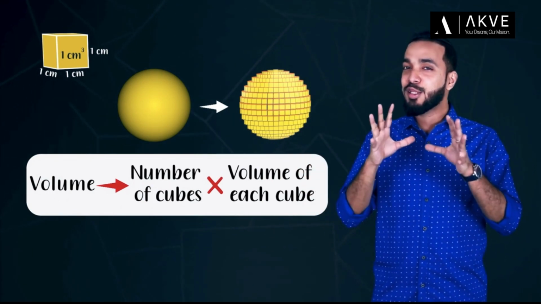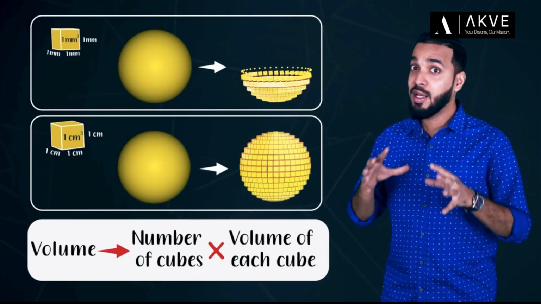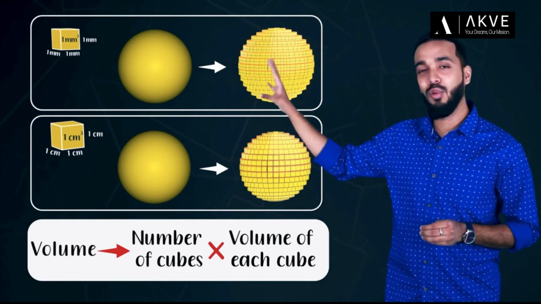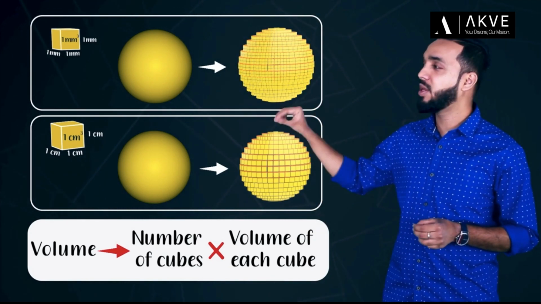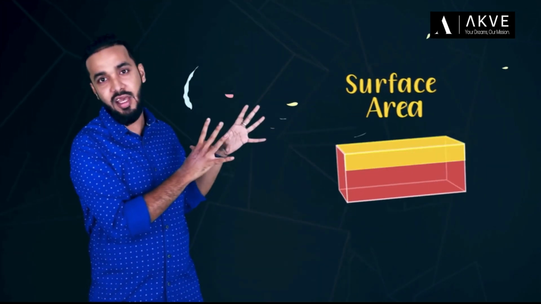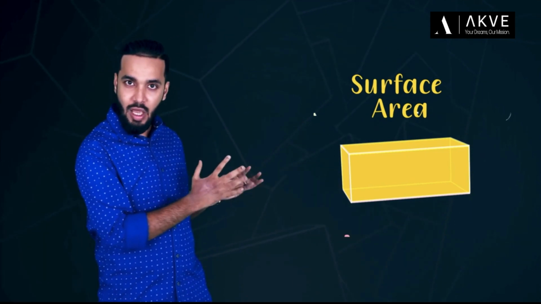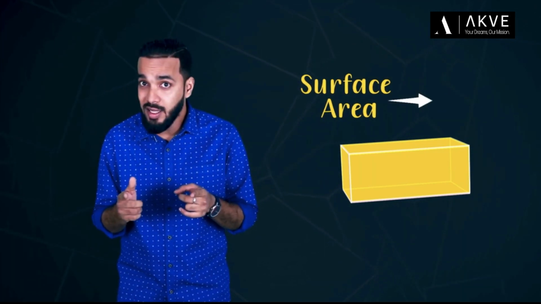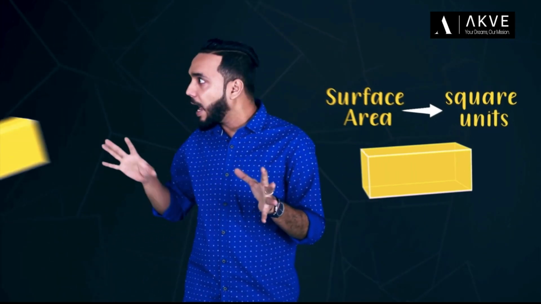Here again, the smaller the cubes we use, the closer their combined volume will be to the volume of the 3D figure in question. So remember, surface area, the 2D outer area of a 3D figure, is measured in square units. And volume.